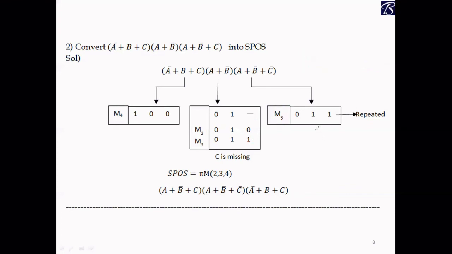Conclusion here is, wherever the variable is missing, you take hyphen and take the combinations. And write max terms. Wherever some terms are repeated, then no need to take. Directly you can write. It's a very easy method compared to taking C C bar equal to 0 like that.